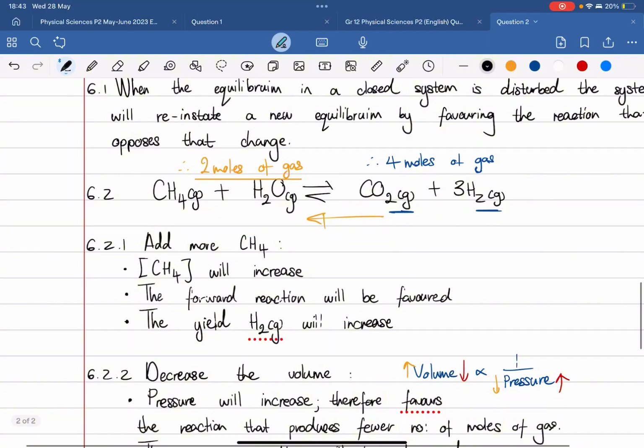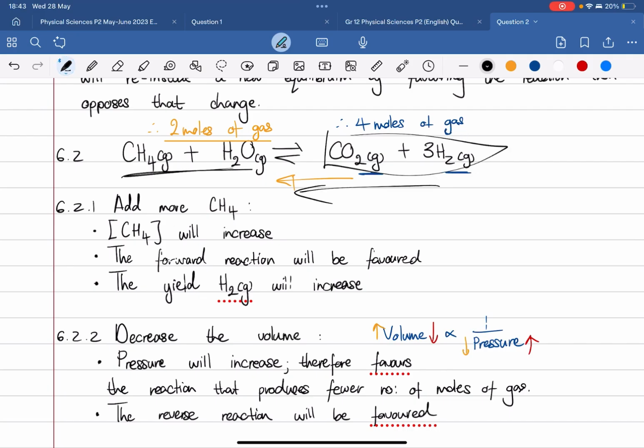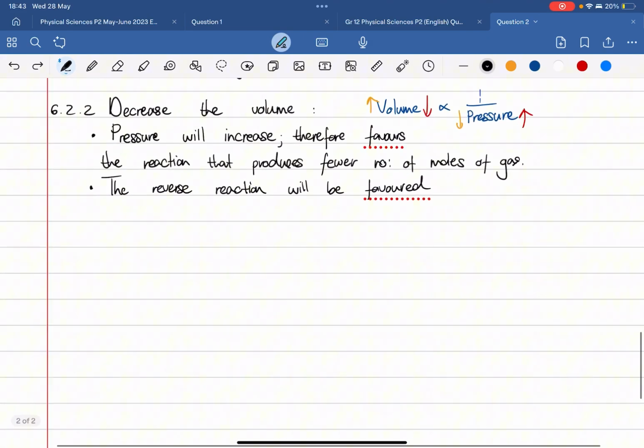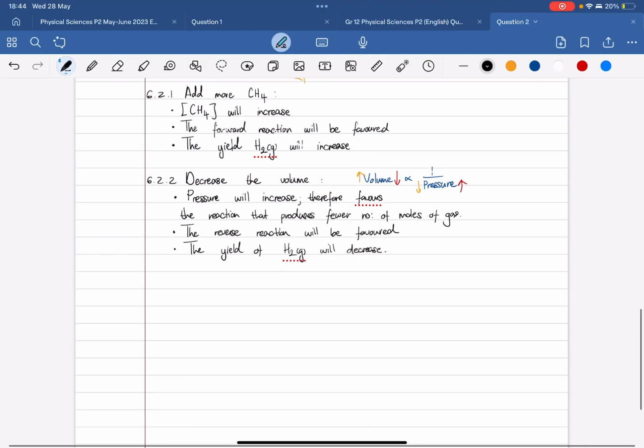And because the reverse reaction is favored, the reverse reaction uses up the yield of hydrogen gas. Because when you go in this direction, these become your reactants and this becomes your products. So your hydrogen gas will be used up. So therefore we say the yield of hydrogen gas will decrease. Wonderful.